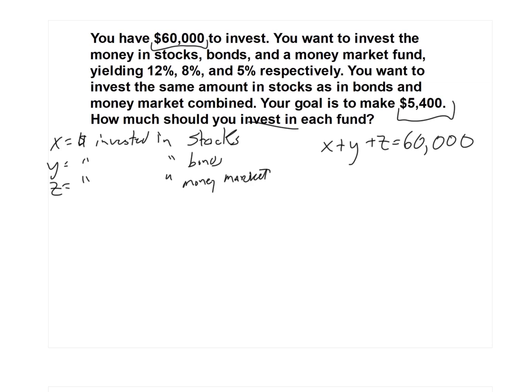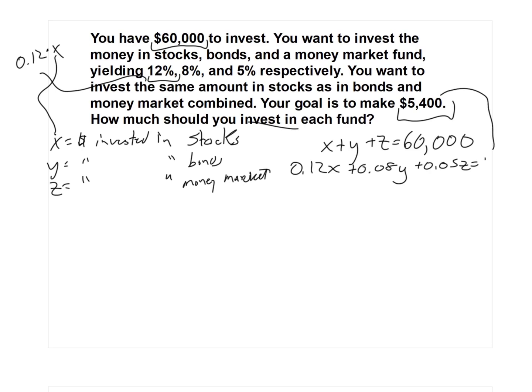Okay, and the way all investments work is that whatever your interest rate is, you take that interest rate, make sure you convert it into a decimal. So that's 12% as a decimal, and you're going to multiply it by how much you invested in each account. Well, I don't know how much money I invested in stocks, so I'll put X. So 0.12X. Do the same thing, move the decimal place 2 spots, divided by 100, and you get 0.08Y plus 0.05Z, and that's going to be equal to the total interest that you end up making.